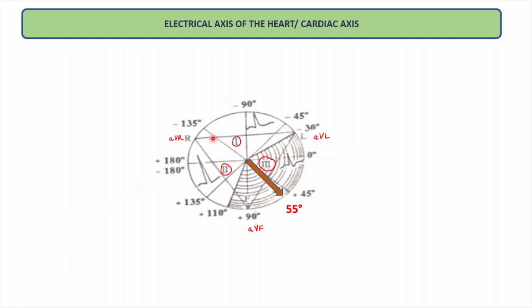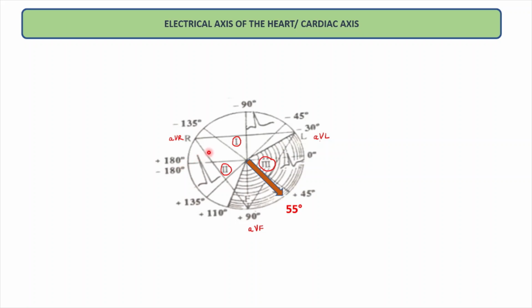The diagram shows that there are two distinct electrical fields. This one is the negative field and this one is the positive field. The negative field starts with 0, minus 30 degree, minus 45 degree, minus 90 degree, minus 135 degree and minus 180 degree. On the other hand, the positive electrical field starts with 0 degree, plus 45 degree, plus 55 degree, plus 90 degree, plus 110 degree, plus 135 degree and plus 180 degree.